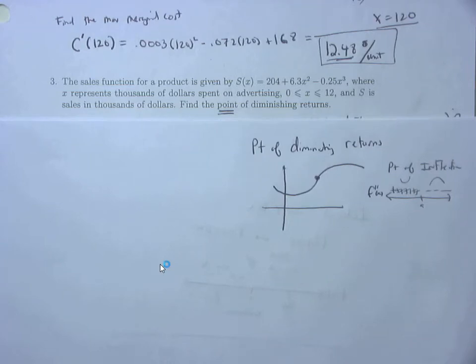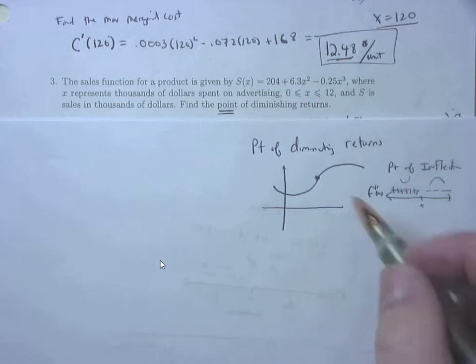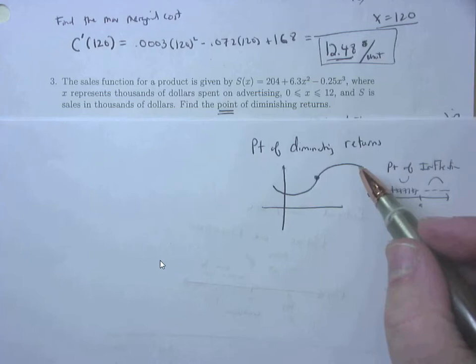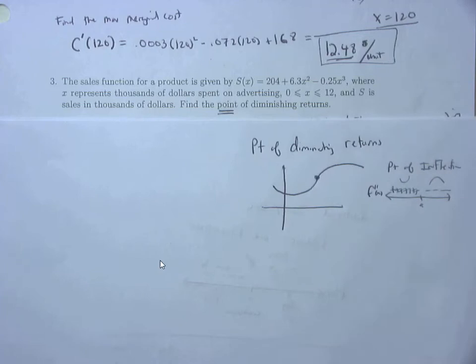But going from concave up to concave down has a very, very special name, and that is called the point of diminishing returns. Your returns are still good, but with that concave down, you're beginning to slope down a little bit. Your sales are good, but they're beginning to slack off a little bit, and that's your diminishing returns. Does that make sense?